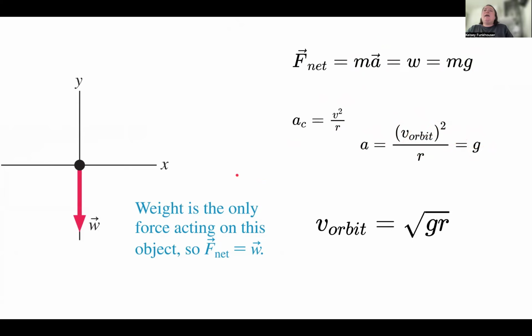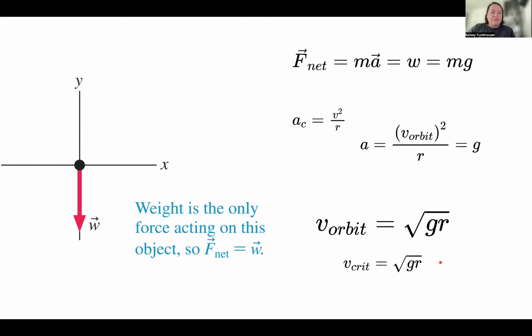There we go. And then if we solve for that velocity, we get the same thing we just got, which is the square root of g times r. So again, what we end up with is the critical velocity. So critical velocity works in a variety of circular motion, either a roller coaster or in an orbit around a planet.